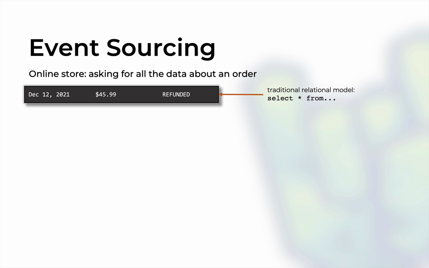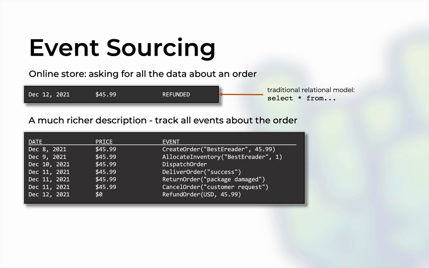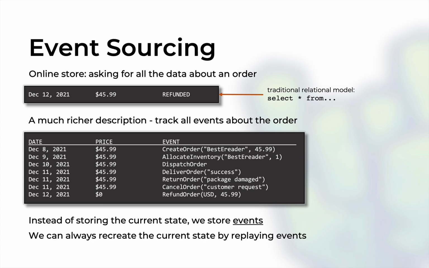Whereas we can have a much richer description of the status of the order by tracing all the events about the order. So a table might look something like this, where an order might be created, the inventory will be allocated, the order will be dispatched, delivered, or it may be returned, canceled, refunded, and there are a bunch of things that can happen with that order, and you can track everything that happens to it. So instead of storing the current state, which is refunded, and we haven't learned too much, we can also ask why the order was refunded, so we can store all the events that led to the current state. And we can always recreate the current state by replaying all the events in order.